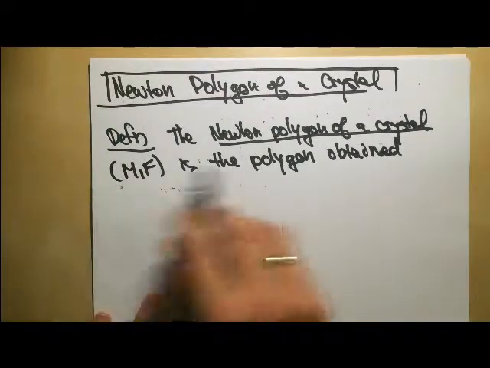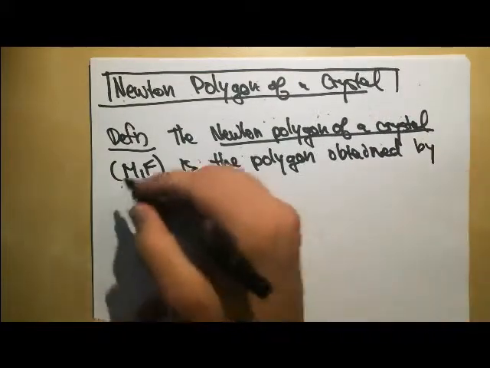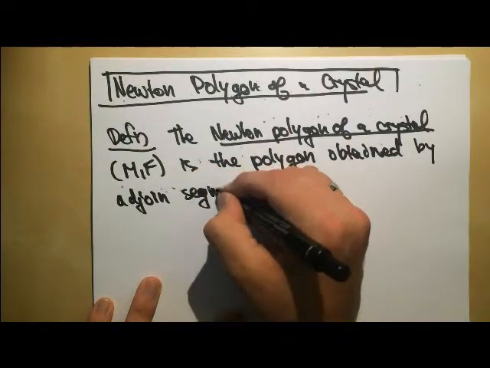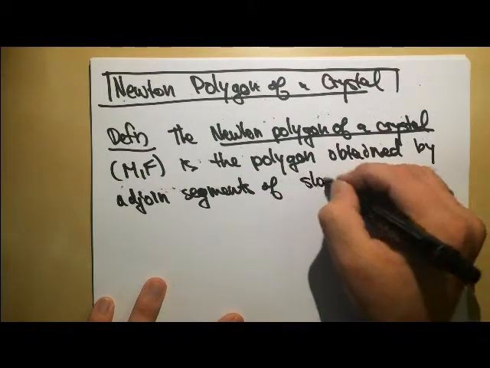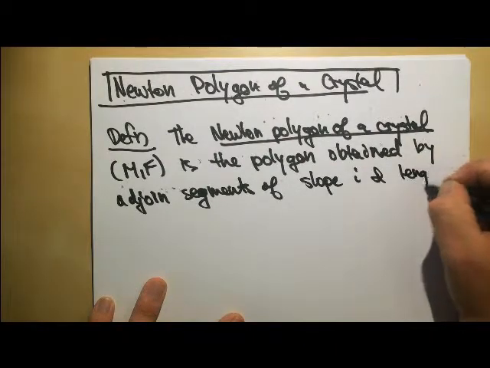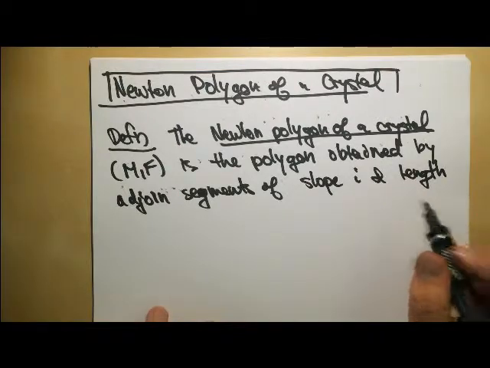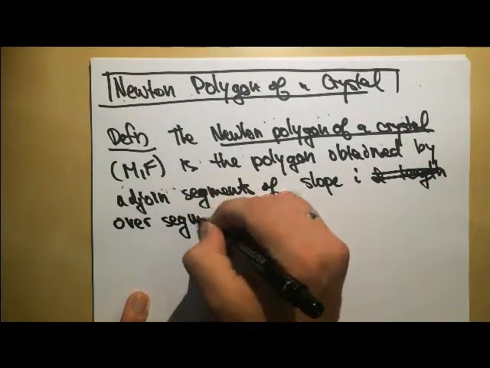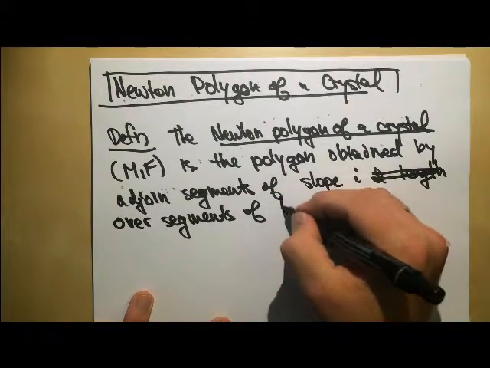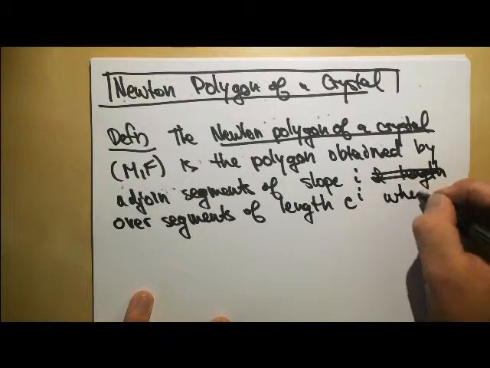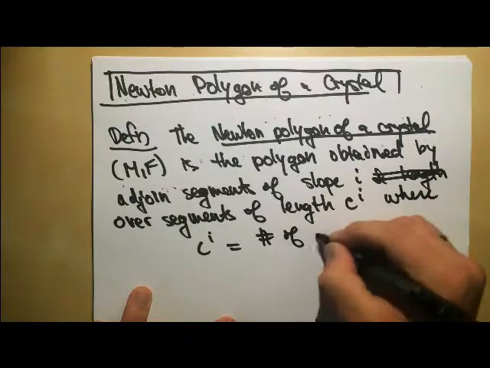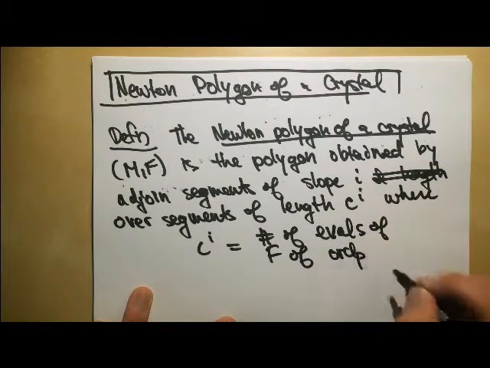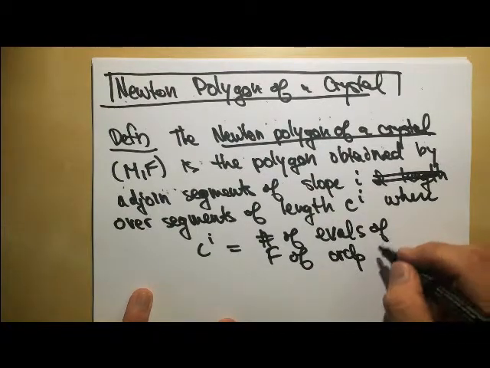Okay, so we have this polygon obtained by adjoining segments of slope I, over segments of length Ci, where Ci is equal to the number of eigenvalues of f with divisibility by p, with p-order equal to I.